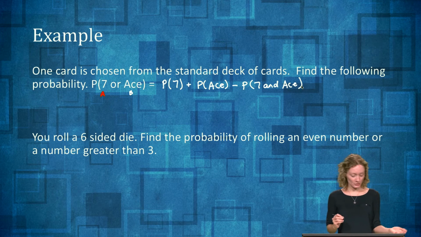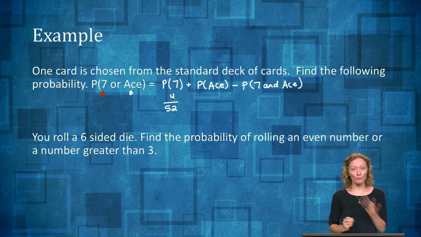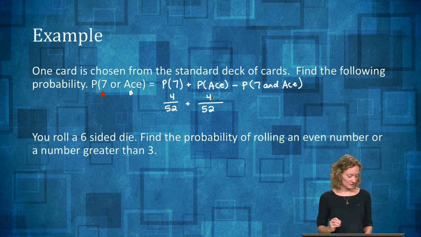So, probability of choosing a 7. Remember, in the full deck, there are 52 cards. Out of the 52, 4 of them are 7s, one from each suit. For an ace, again, 52 cards, 4 of them meet the criteria.